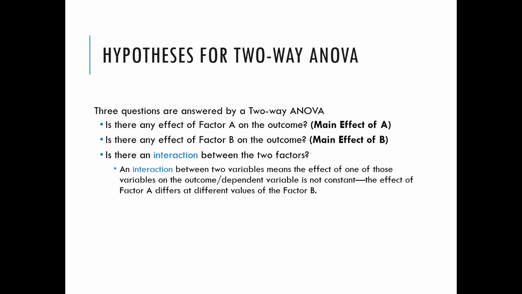And then the third hypothesis is, is there an interaction between the 2 factors? So remember, an interaction between 2 variables means that the effect of one of those variables on the outcome is not constant. So it differs by levels of the other variable. And we saw that, I think I showed graphs, I don't think I have them here, but in the recorded lecture, I had figures where you could see slopes of effect A and effect B, and when they're parallel, that means there's no interaction. But if you see them diverge or converge, or especially if they cross over, then we would say that there is a significant interaction.